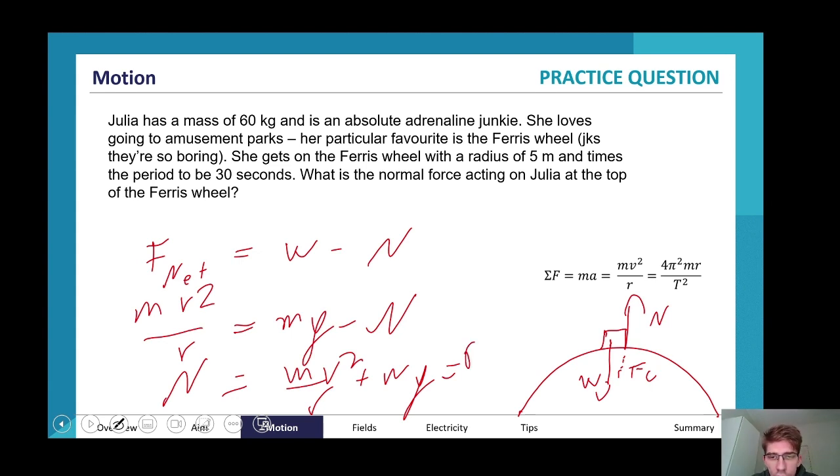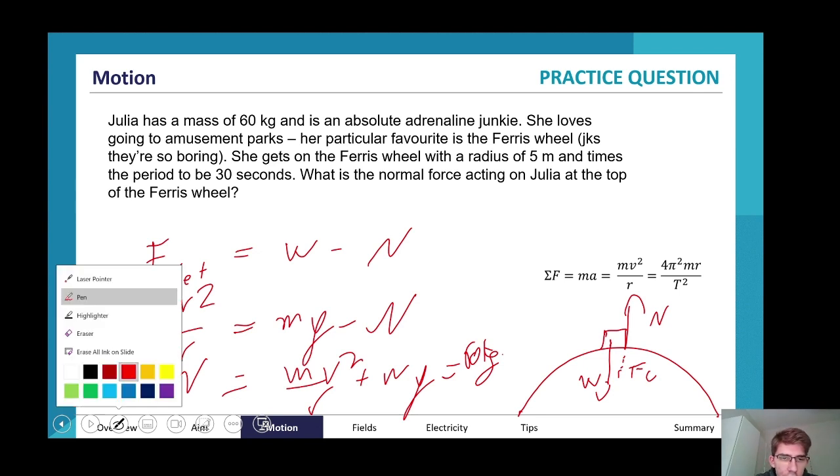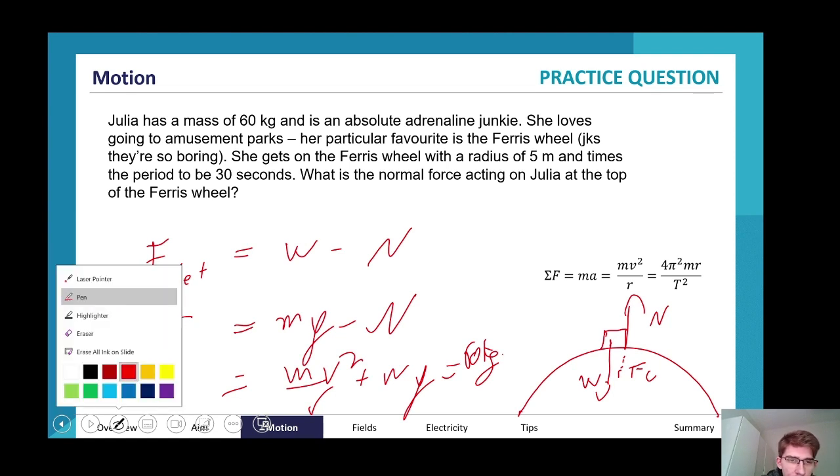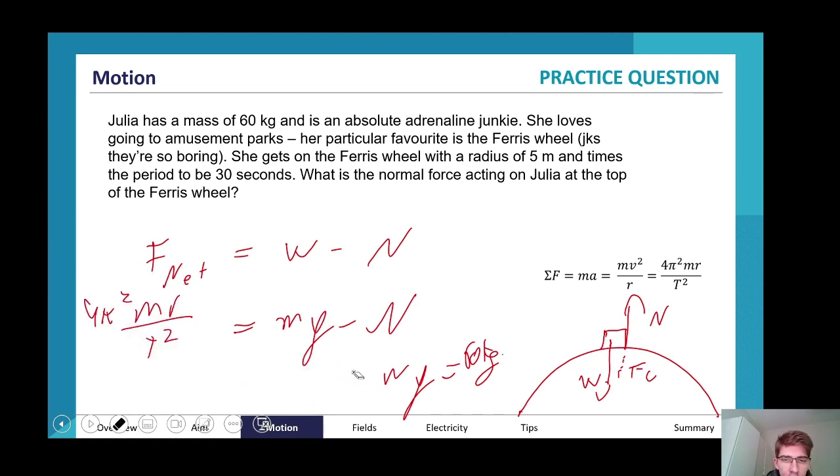The mass is 60 kilograms, you just do the substitution, multiplied by Julia's velocity. We don't have the velocity here for Julia, so instead of using this formula, mv squared on r, we're gonna use the formula 4 pi squared mr divided by T squared, right? And then you just have to use the same formula here at the bottom and add them up together.